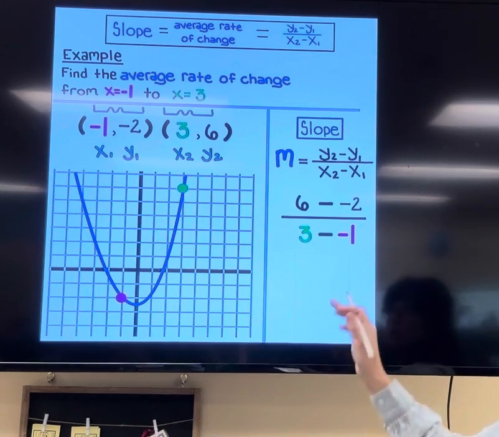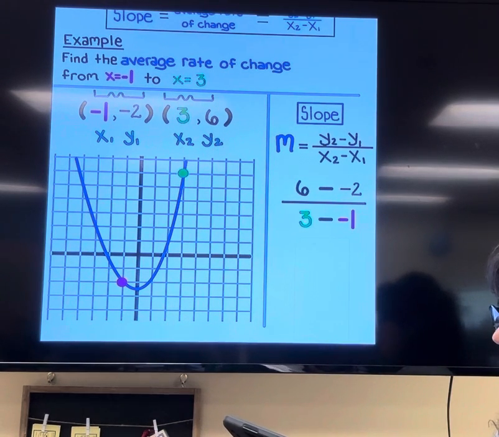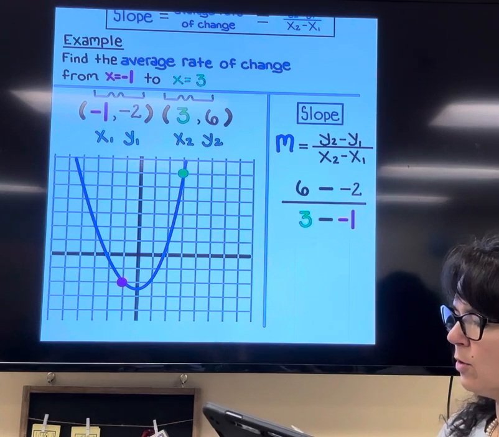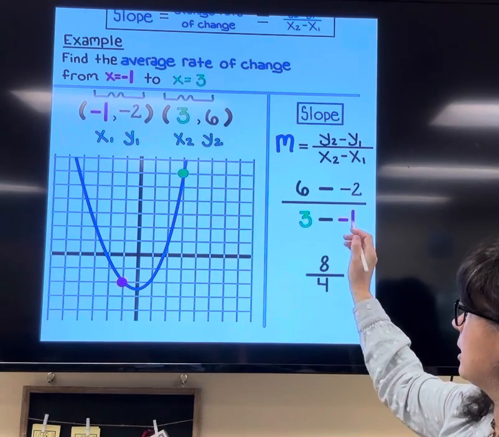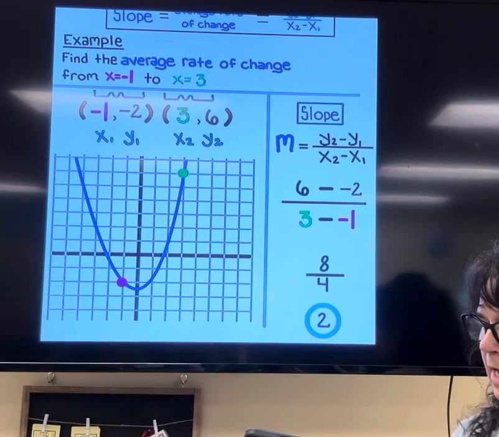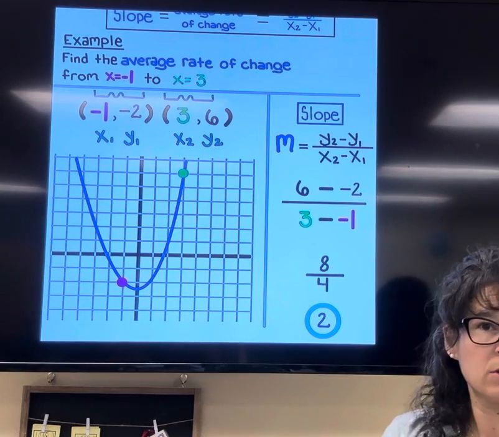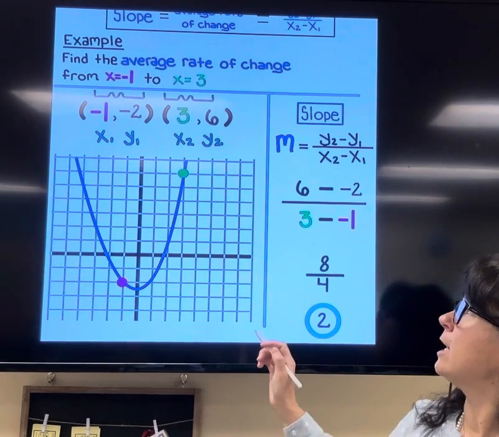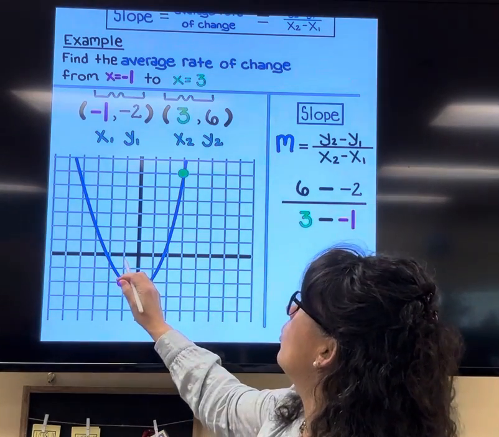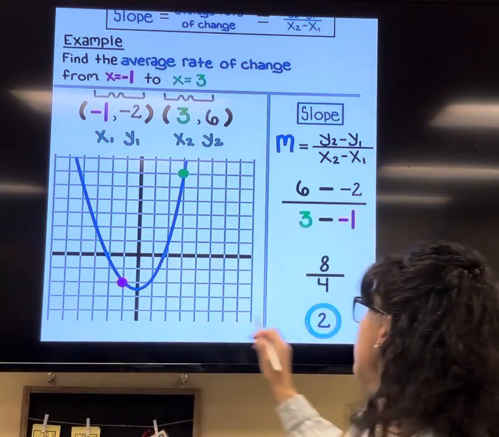Then if we finish simplifying here, 6 plus 2 over 3 plus 1 is 8 over 4, and I end up getting 2. So the average rate of change between -1 and 3 is 2.